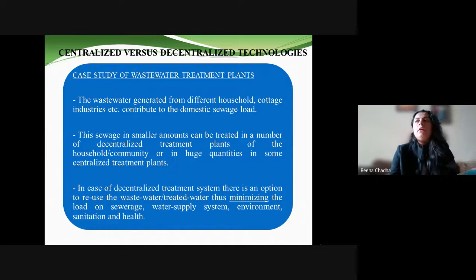We can use it for agriculture. You can use it for landscape, horticulture, even for industrial washing, for water supply to the construction industry. And those kinds of concepts are being utilized these days through environment impact assessment while granting environment clearance. If you see the conditions of environment clearance given to some industries, it is written that you will reuse the treated water for construction purposes.